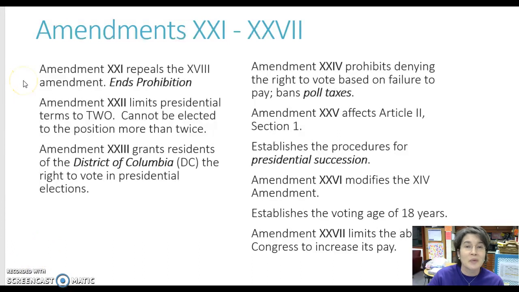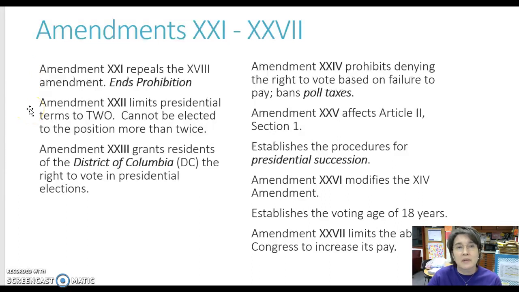Amendment 21 repeals Amendment 18. This one ends prohibition. It was, like I said, a spectacular failure. People didn't quit using alcohol. They simply took it underground, basically. And so you had all these little hidden places that people knew about that they could go to get what they were looking for anyway. Amendment 22 limits the presidential terms to 2.